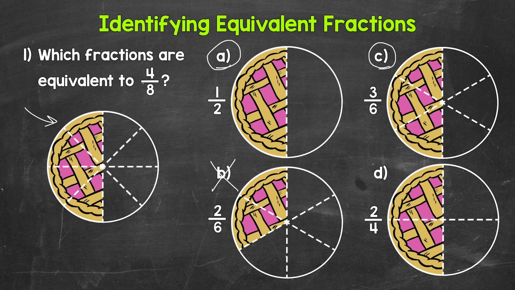And lastly, D, we have 2/4. This is the same amount as well. So 2/4 is an equivalent fraction. 4/8, 1/2, 3/6, and 2/4 are all equivalent fractions. They represent the same amount of the whole pie, the same part of the whole pie. Let's move on to number 2.